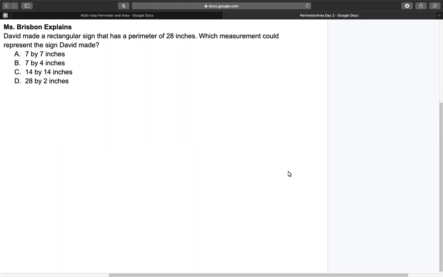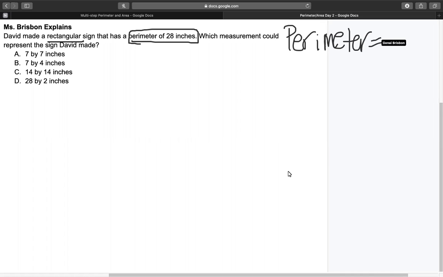So this one is similar to our multi-step perimeter part 1, but this time they don't give us the pictures. We have to draw our own. So let's go ahead and get started. I recognize they're all going to be some type of rectangle, and it gives me that my perimeter is 28 inches. So the first thing I'm going to do is write on the top of my paper, perimeter equals 28 IN for inches. And I'm going to solve for every single answer choice to see which one gives me 28 inches.